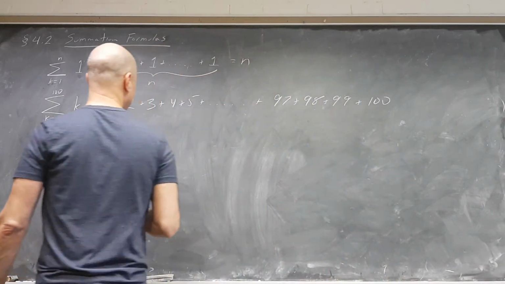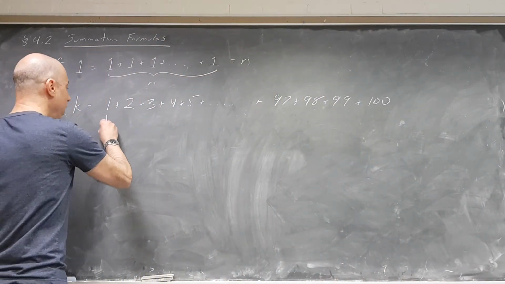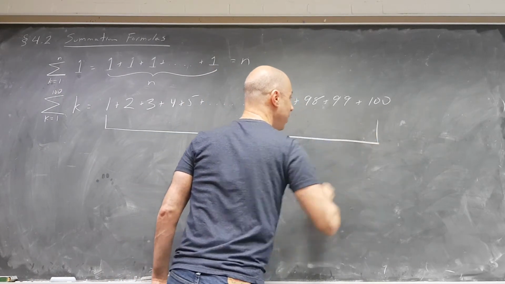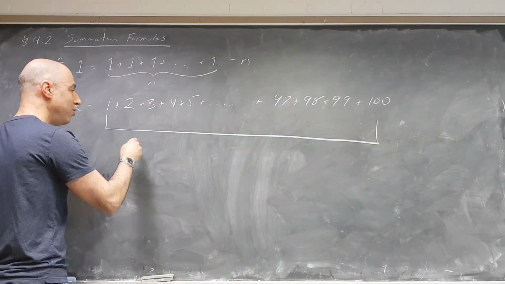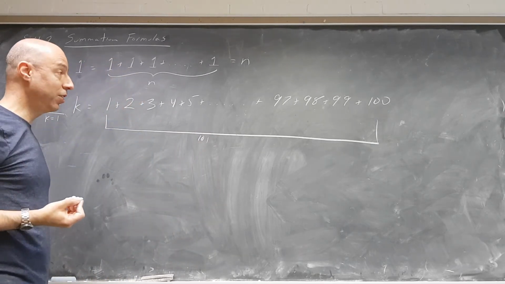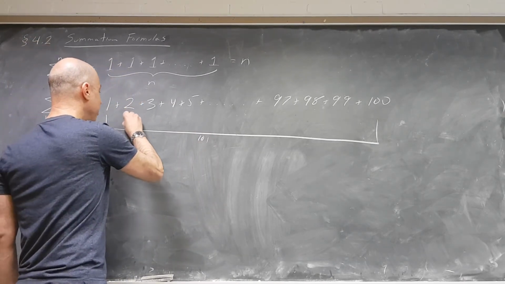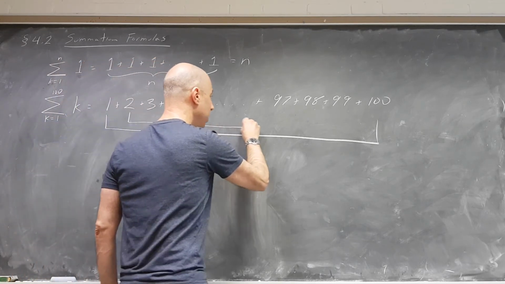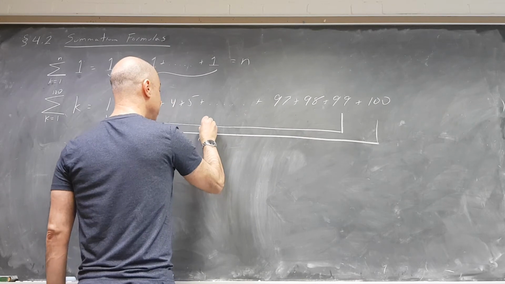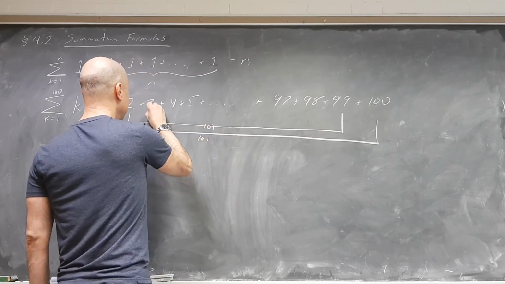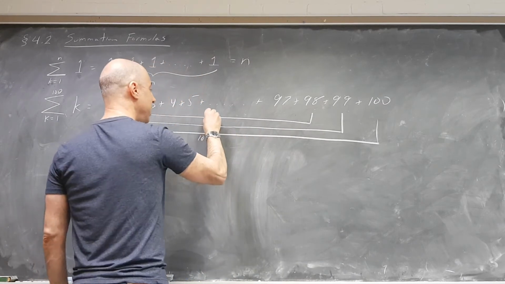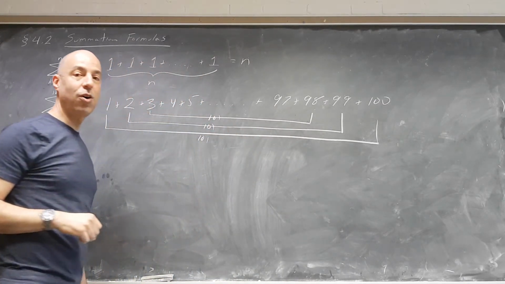Let's group the numbers like this. We'll group the 1 and the 100. We'll just add those up. So 1 plus 100 is 101. Now we can group the 2 and the 99. 2 plus 99 is, again, 101. And the 3 and the 98, 3 plus 98 is 101, and so on.